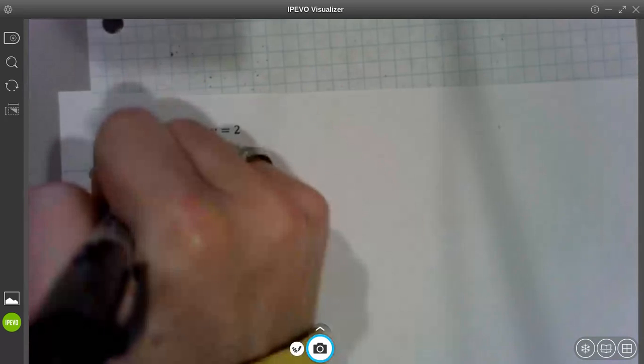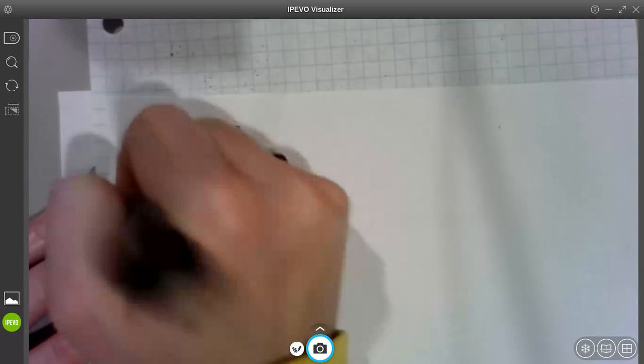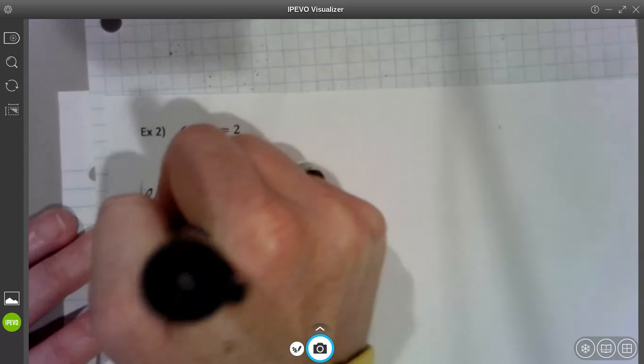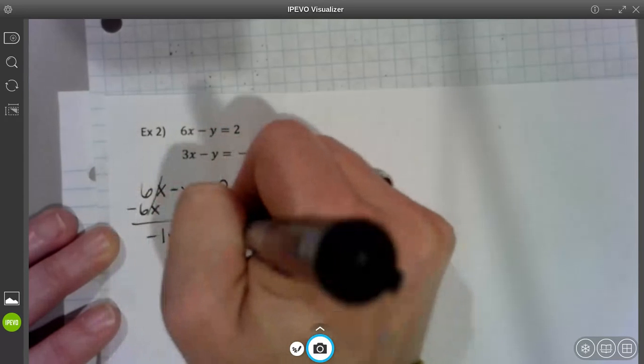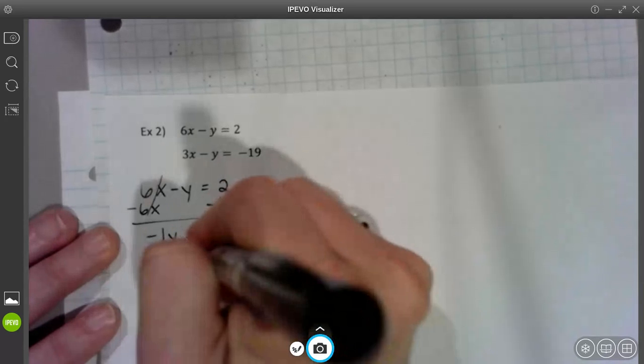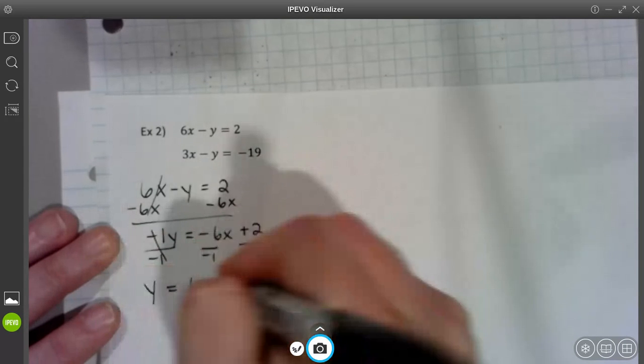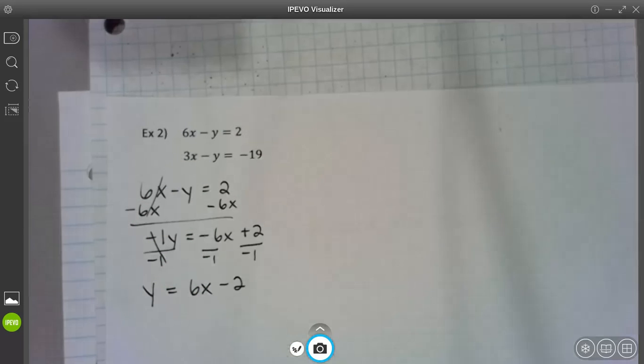All right, so it's minus 6x to the other side. That's going to leave me with negative 1y equals negative 6x plus 2. The only thing I have to do to get y by itself is divide by negative 1, and that's really easy because everything divides by negative 1. It's just going to change all of their signs. So I'm going to divide by negative 1, and negative 1. And then y will equal 6x minus 2. Okay, so now we've set the problem up.